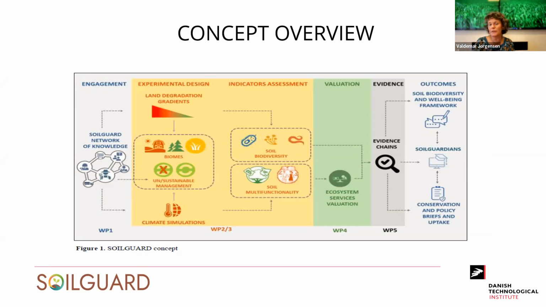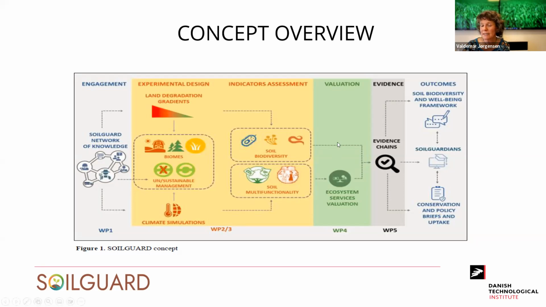We work here with land degradation gradients as defined by erosion, carbon content, and soil texture. And we have sampled soil in numerous sites across biomes and looking at different management practices. In all these soil samples, soil biodiversity has been detected, and we have also looked at many of the functions that the soil provide.